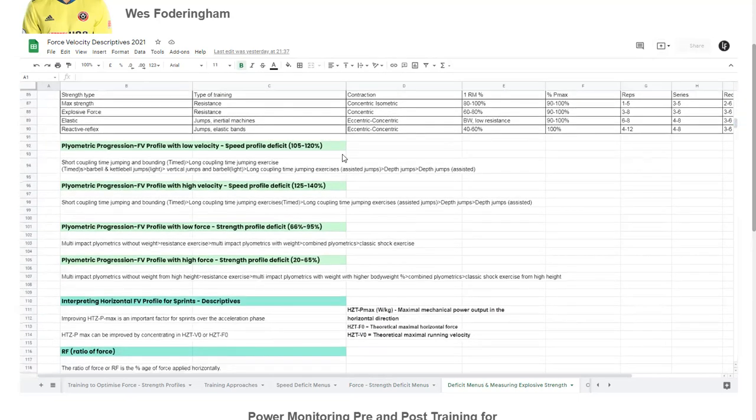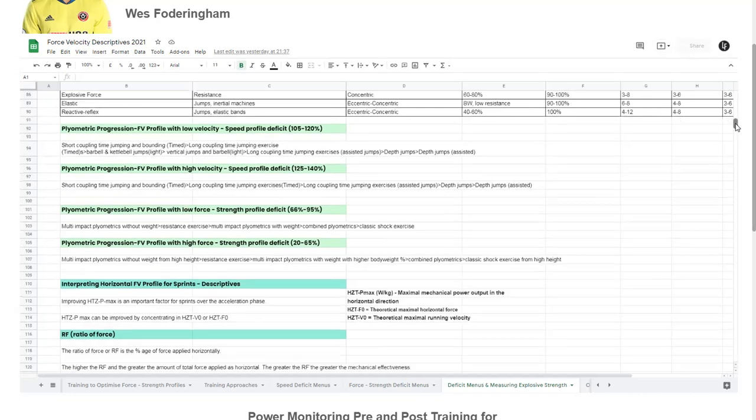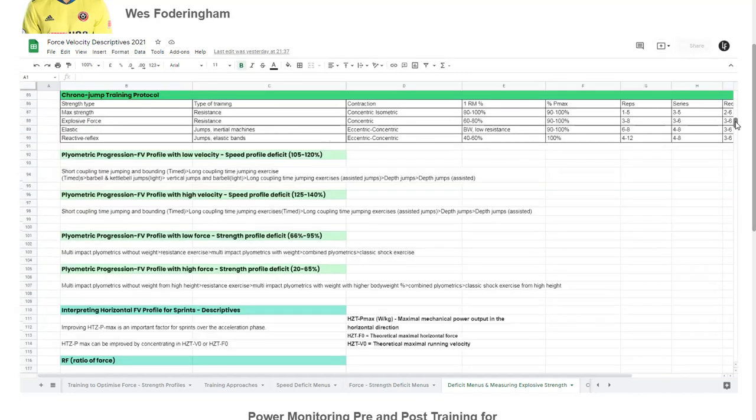These are plyometric progressions, force velocity progressions with low speed, with high speed, then low strength, with high force strength deficits here, and the coupling times. And the coupling time is just the time in between the eccentric and the concentric action. It's that moment in between. I've gone into more of that in my plyometric section.